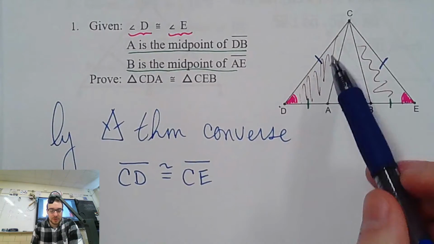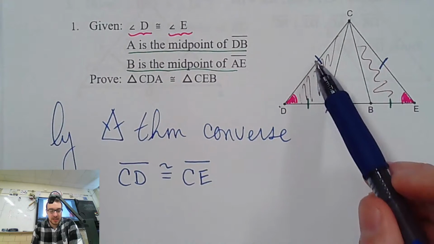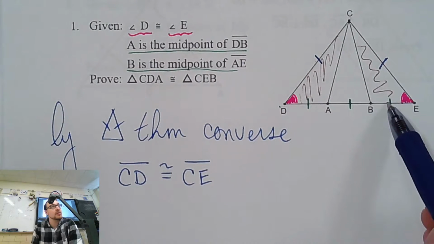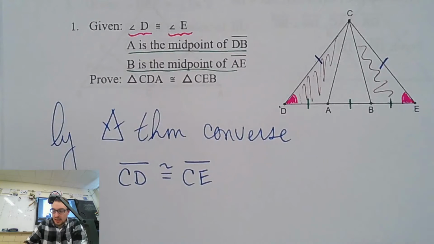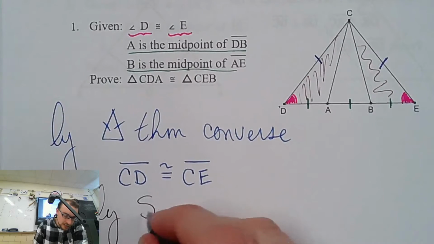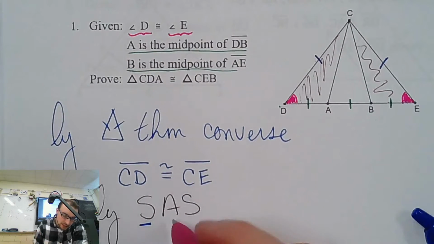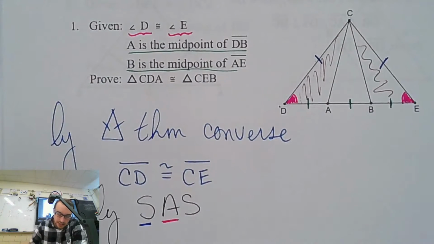Can I prove the two maroon triangles congruent? I can now, right? Side, angle, side matches up for both. So now I can say by side, angle, side, those two triangles are congruent. So I'm going to write that. By side, angle, side. And to be clear, the sides I'm talking about are the blue side, the pink angle, and the green side, right?